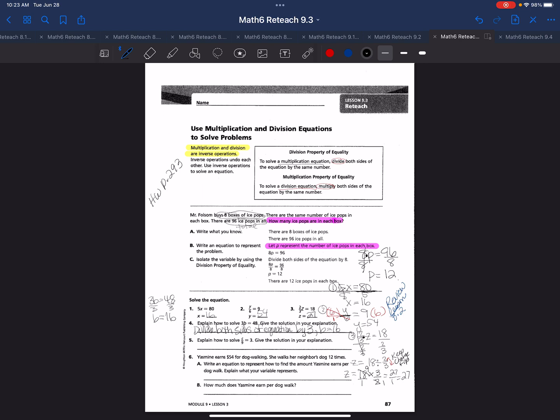Okay, let's do the next one. Explain how to solve c divided by 9 equals 3. Give the solution in your explanation. Well, this is division, so I know I need to do the opposite, which is multiply both sides of the equation by 9. So if c is being divided by 9, I'm going to multiply both sides by 9, and I get c is 27.